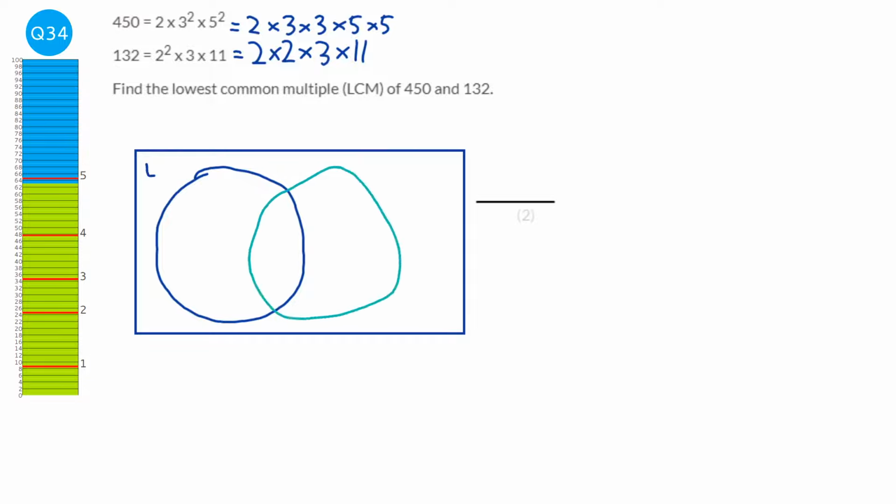So 450 is on the left hand side and 132 is on the right hand side, and we're going to start just filling out the Venn diagram. So they both have a 2 in them and they both have a 3, but 450 has a 3, a 5 and a 5, and 132 has that 2 and the 11.